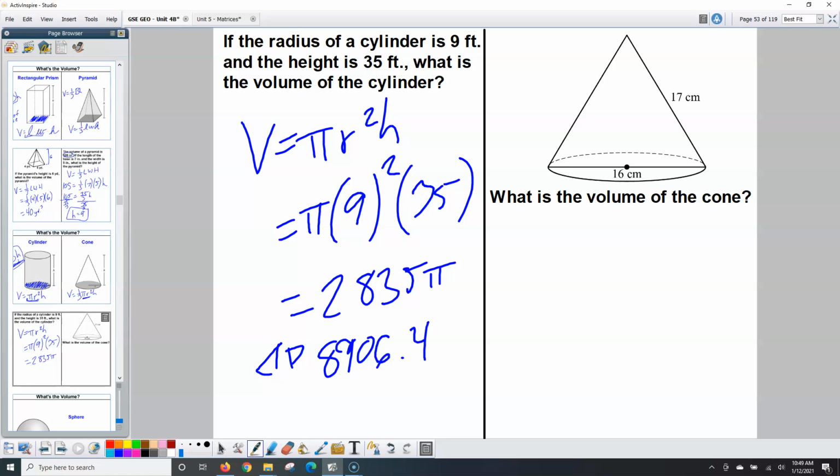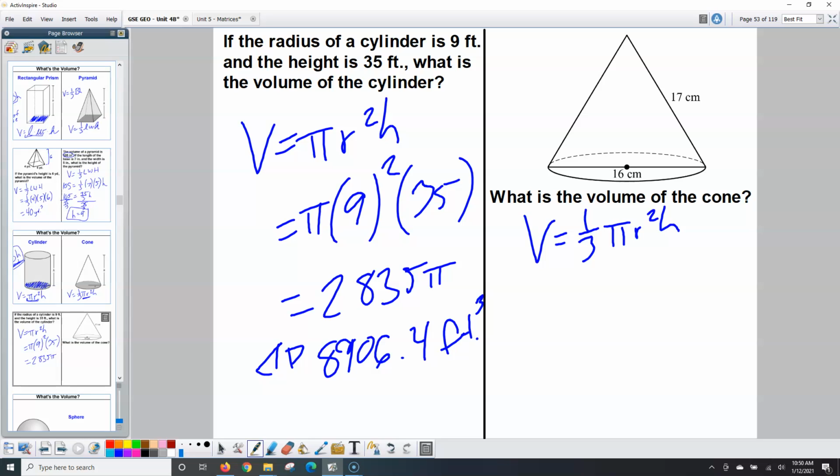8906.4 cubic feet. What is the volume of the cone? Couple things to take note of right here. When I find the volume of a cone, its volume equals 1/3 pi r squared times the height. I need my radius and my height. This picture gives me none of them straightforward.